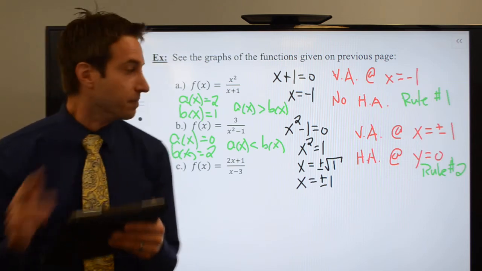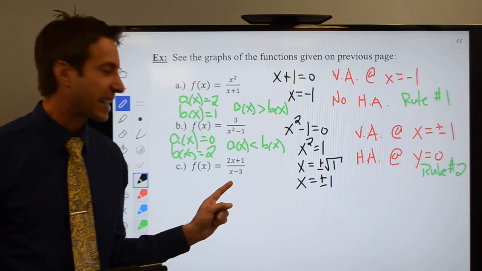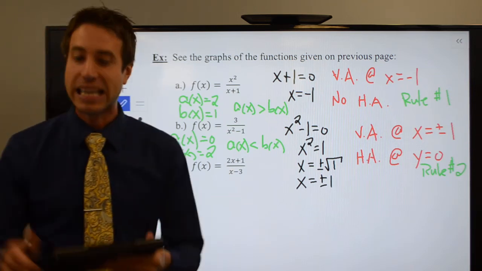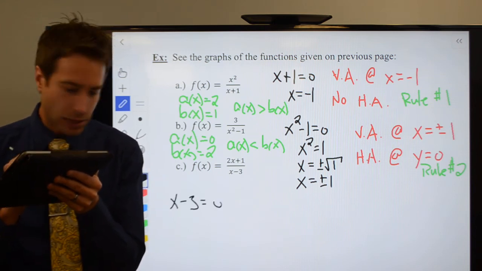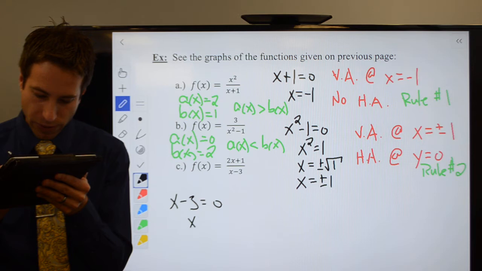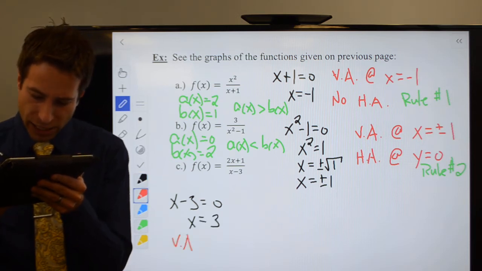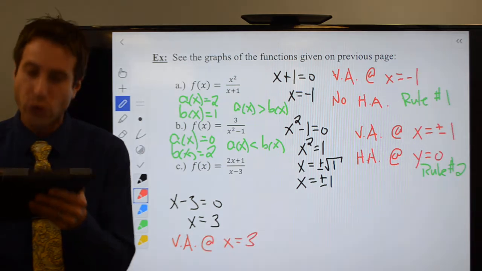Let's keep going. My next rational function, again, start with the vertical asymptote. So my denominator equal to 0. So x minus 3 is equal to 0. I wind up with x is equal to 3. And so I feel pretty confident I should wind up with a vertical asymptote at x equals 3.